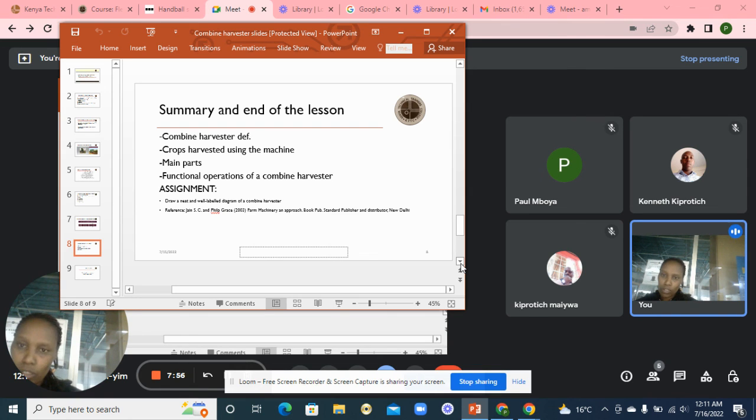So before we finish the session today, I want to leave you with an assignment. I want you to go and draw a neat and well-labeled diagram of a combine harvester, and it should be submitted before the next session. So that's the end of our session today.